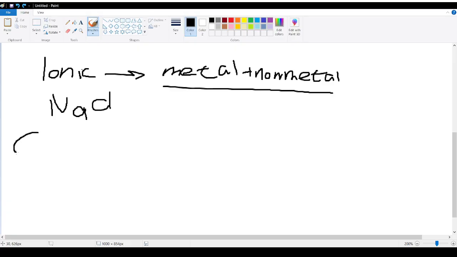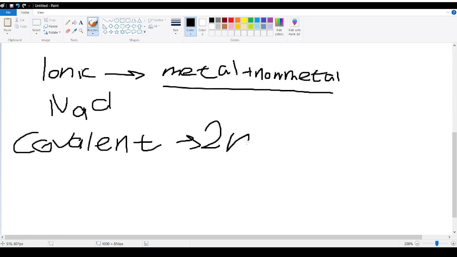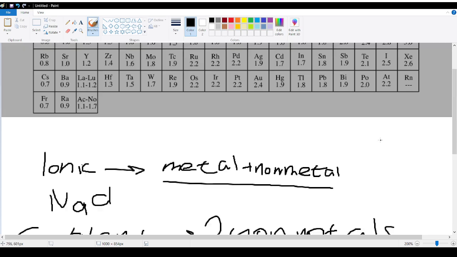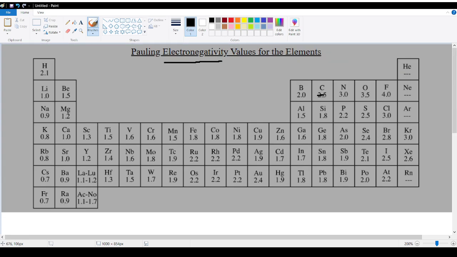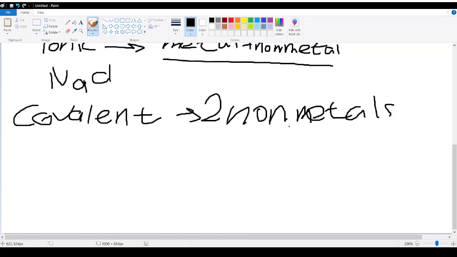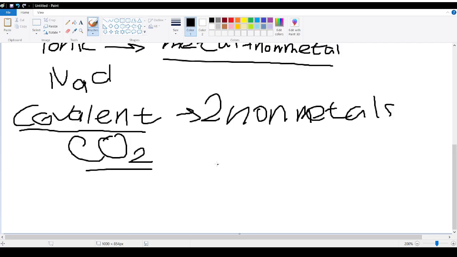With that being in mind, let's look at the second one, which is called covalent bonding. Covalent is between two non-metals. Covalent bonding, like one example can be carbon dioxide. So we have CO2. This is a sharing of electrons. Carbon dioxide is a sharing of two electrons, and it's two nonmetals.